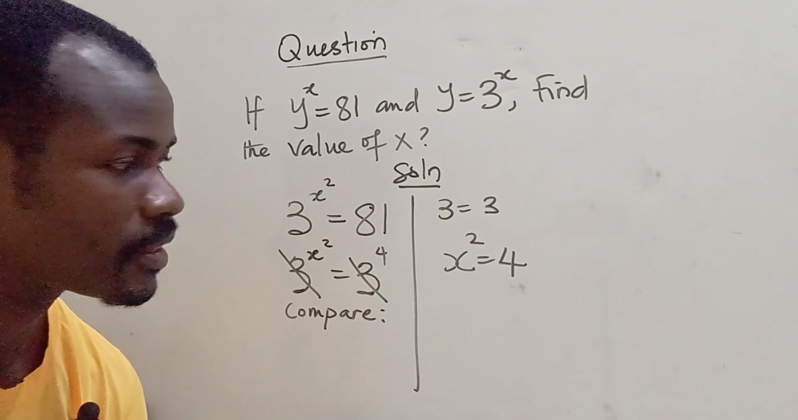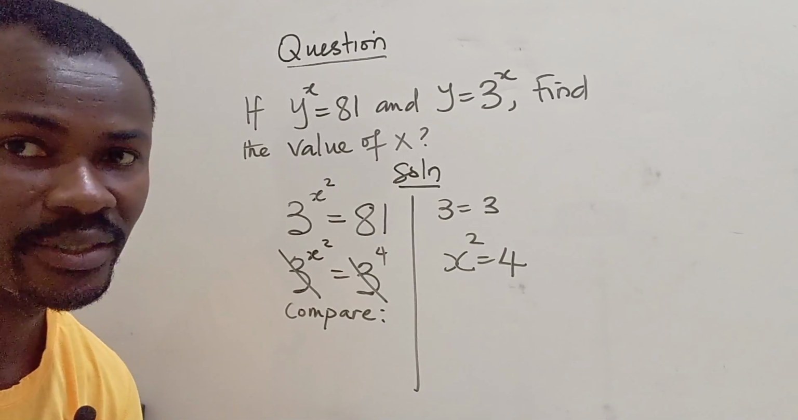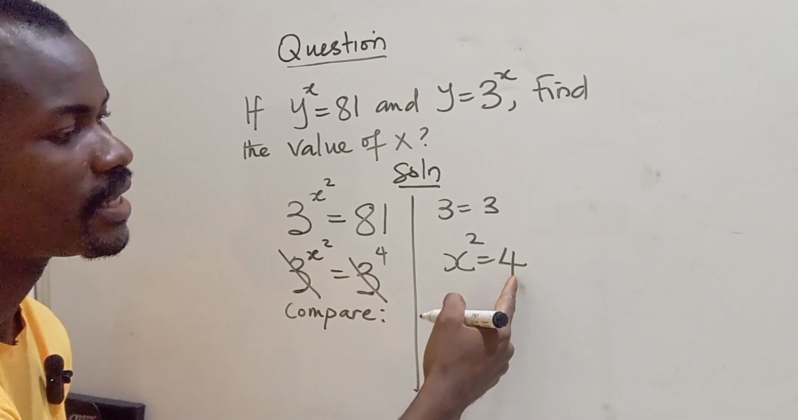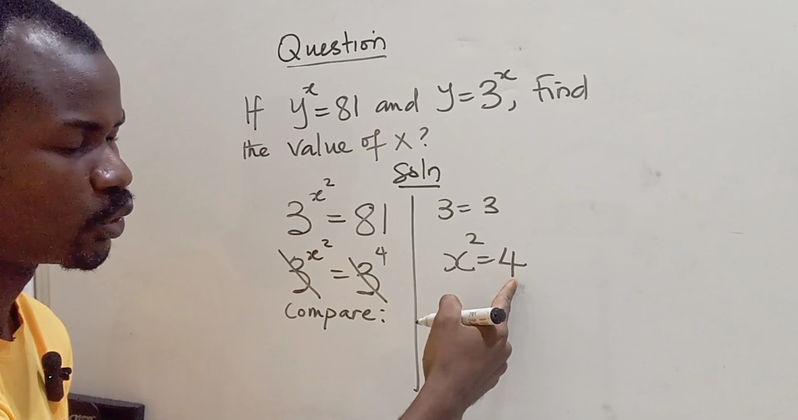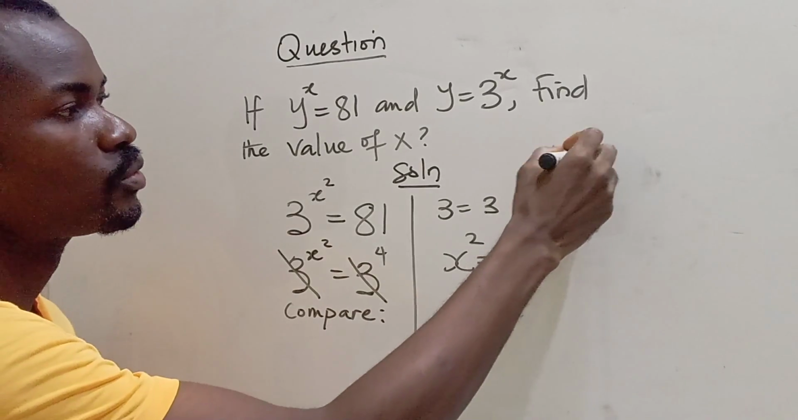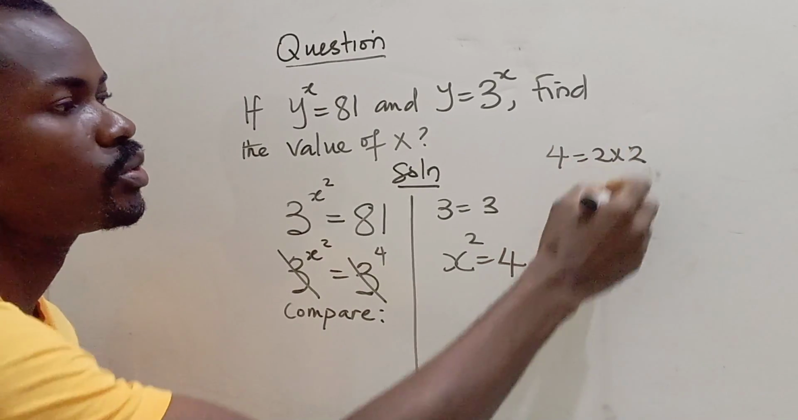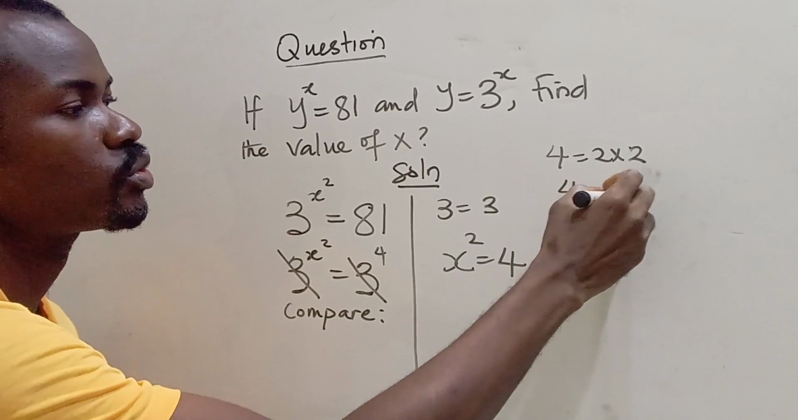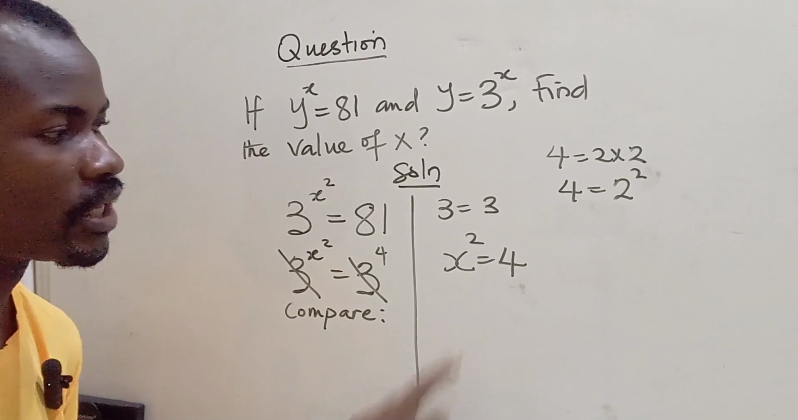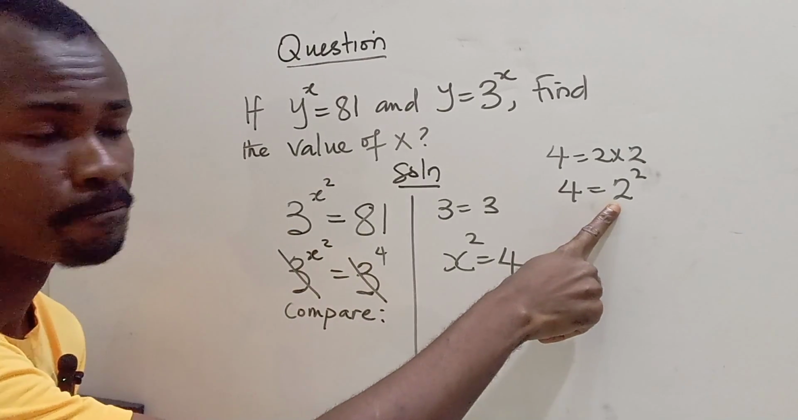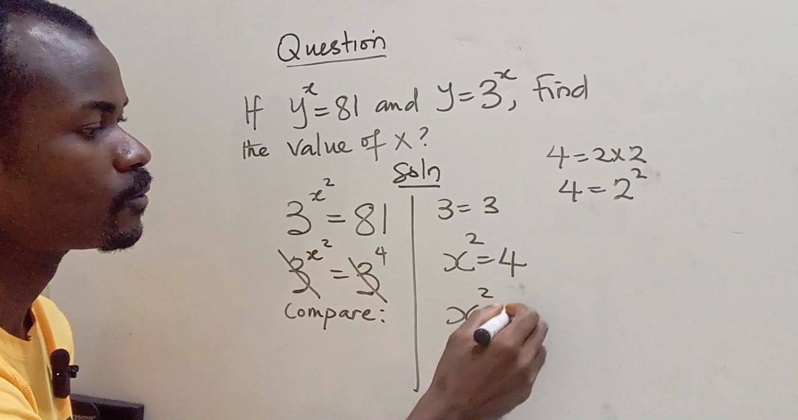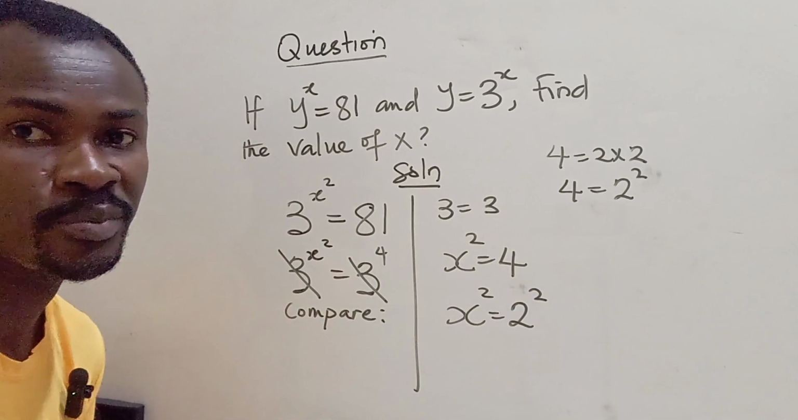Now from this, how do we find x? There are two ways. One, we know that 4 means 2 times 2, and 4 is 2 raised to the power 2. So one way is we are going to express 4 in terms of 2 raised to the power 2. So I have x raised to the power 2 is equal to 2 raised to the power 2.